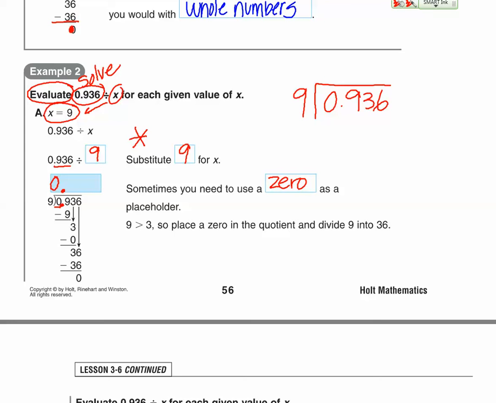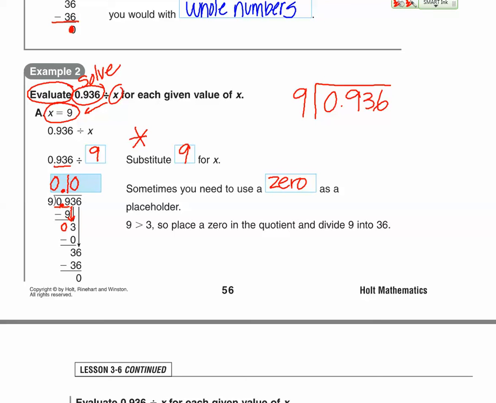Okay, then we bring down this next 9. Does 9 go into 9? One whole time. 1 times 9 is 9. Subtract, we get 0. Bring down the next 3, the next number. Start again. Does 9 go into 3? No, it doesn't, Panthers. It's too big, so put a 0 up top.